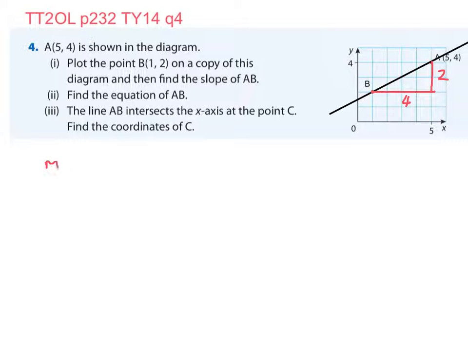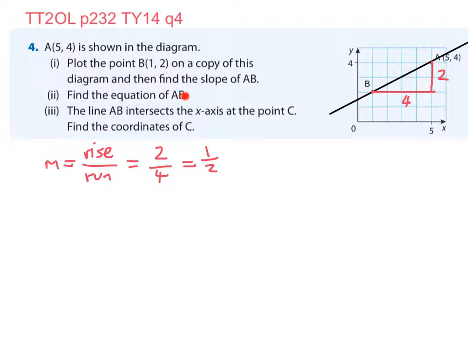So my slope, which is rise over run, is 2 over 4, which works out as a half. Now that makes sense because if you look at this, for every 1 along I'm going up a half. So that seems to make sense.